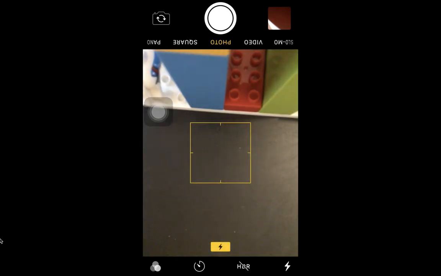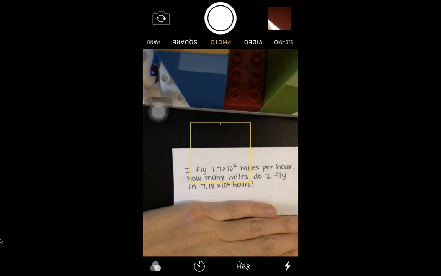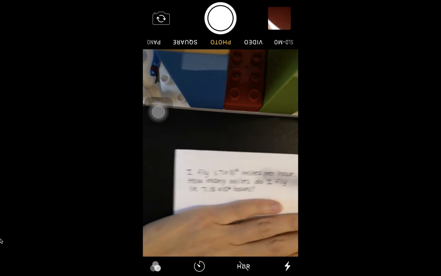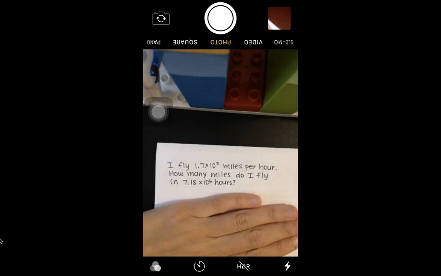Okay. Last question I have for you. It sounds really complicated, but it's not, okay? Let's say here's your question, because you're going to see something like this on your quiz tomorrow. I fly 1.7 times 10 to the 2 miles per hour. How many miles do I fly in 7.18 times 10 to the 6 hours? I don't know. That just sounds really confusing.